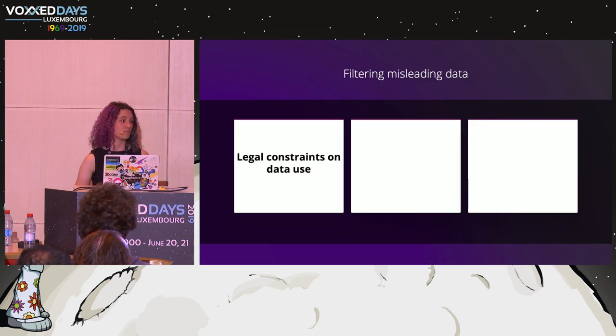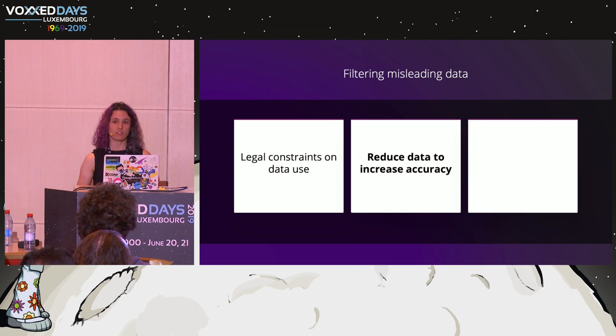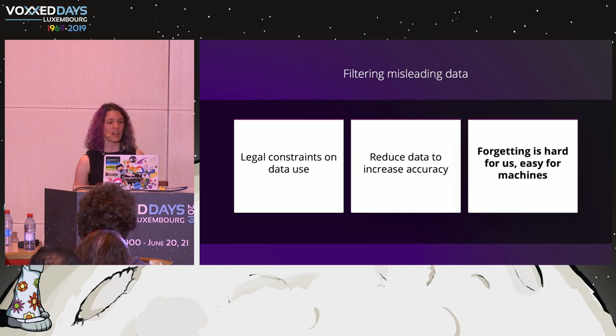In summary, there are plenty of legal constraints that are applicable in many industries that might require someone to delete data. We can also sometimes increase the accuracy of our algorithms through the deletion of some of the data that it was trained on. And forgetting might be really hard for us, but it's easy for machines. Even if we've told them something, we can delete it and it won't know anymore.